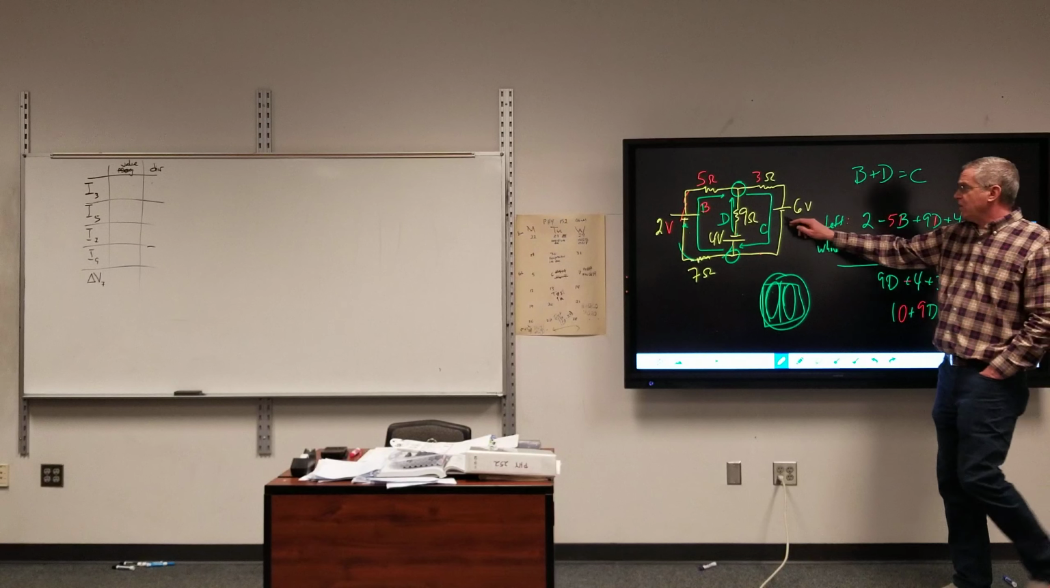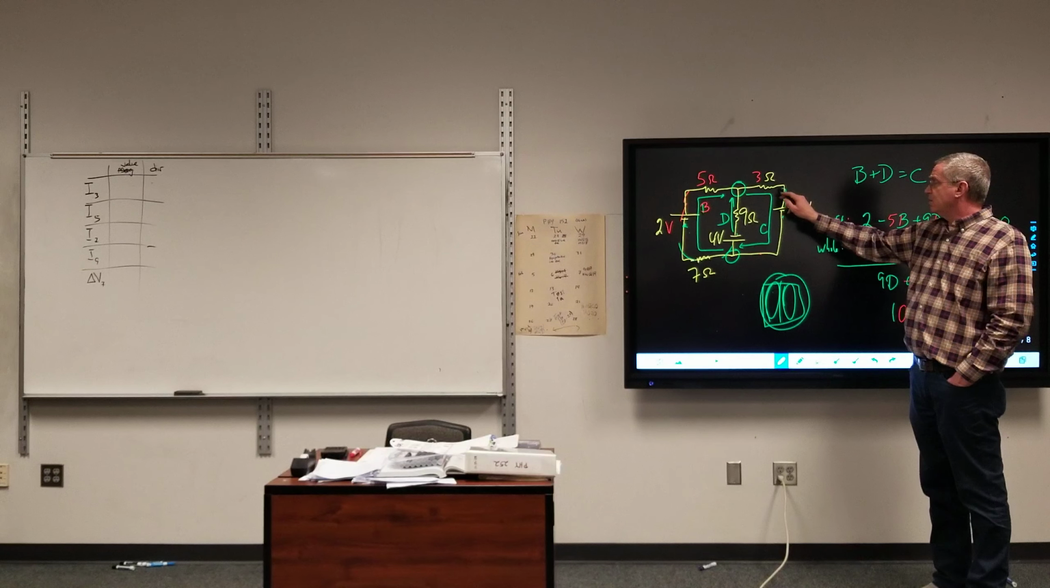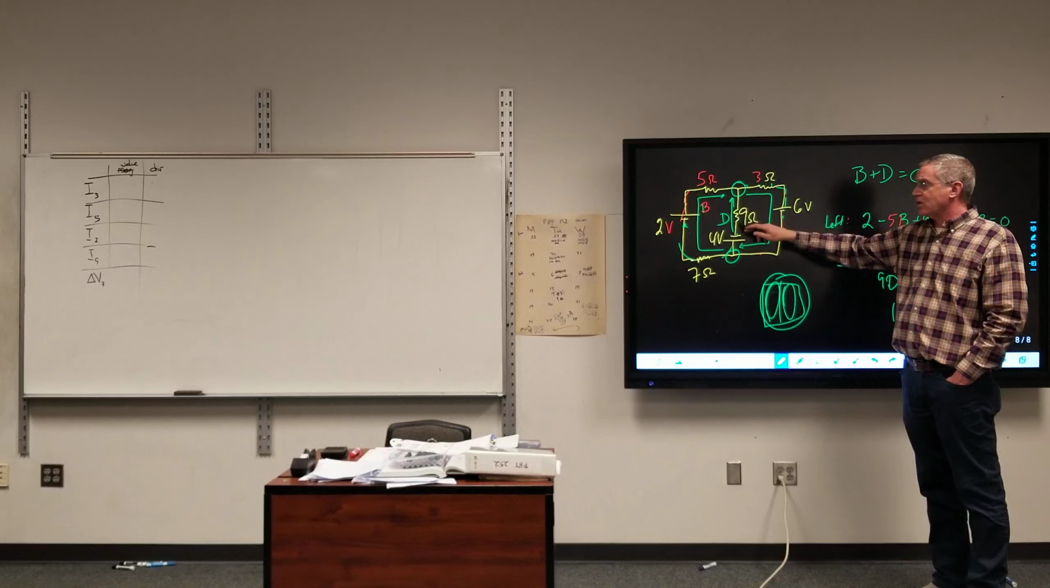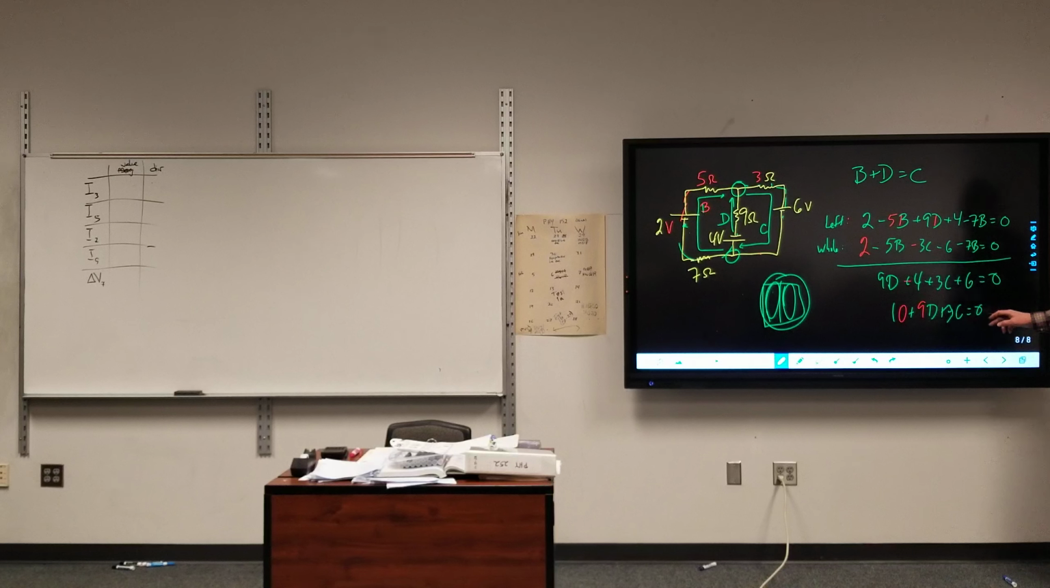If I started here and went counterclockwise, I get 6. I'm going against the current, so plus 3C. I'm going against the current, plus 9D. Going with the negative to positive on the battery, plus 4 equals 0, and that's what I have right here. So that third equation is not independent of the first two.